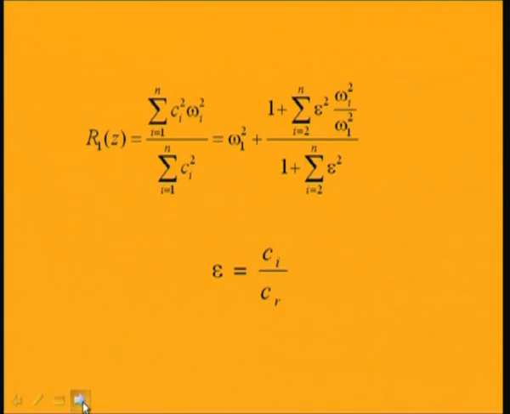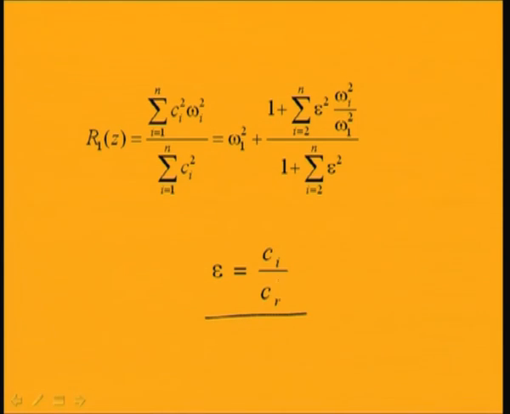Let us write for the first mode. R1(z) can be written as summation C i square omega i square by summation C i square. So, it can be taken as C1 square omega 1 square plus C2 square omega 2 square and so on. This can be written in this form: omega 1 square times 1 plus summation i equal to 2 to infinity of epsilon square omega i square by omega 1 square, divided by 1 plus epsilon square, where epsilon is C i by C r.